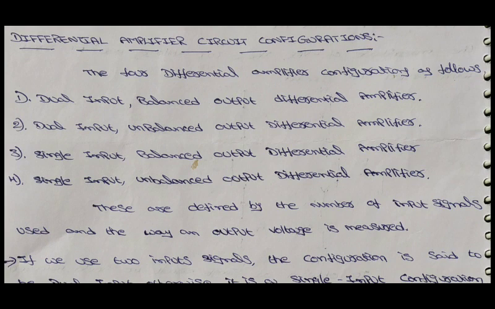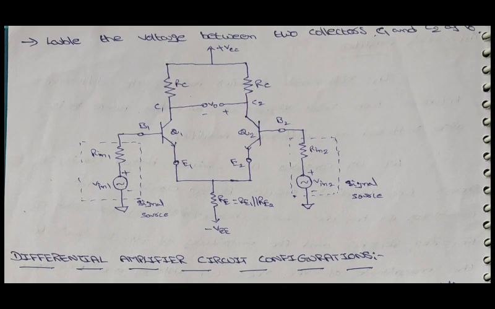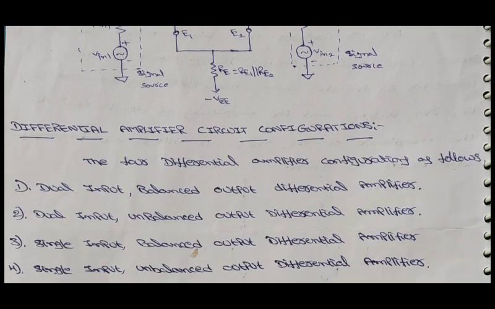So in the first one, dual input balanced output. Dual input is nothing but, in the previous diagram we apply the two inputs to the two base terminals. That's why it is dual input. And balanced output is nothing but, previously we said that if we measure the output voltage in between the two collector terminals, then that is balanced output. So this circuit acts as a dual input balanced output differential amplifier.